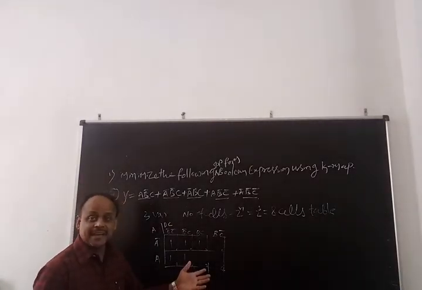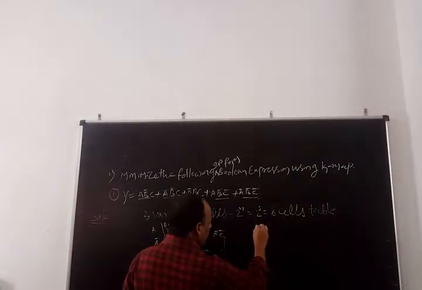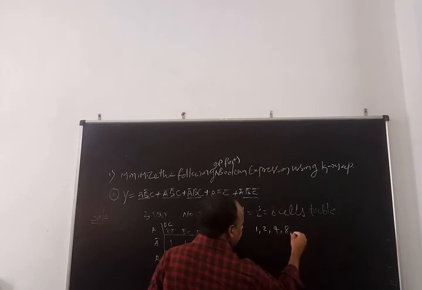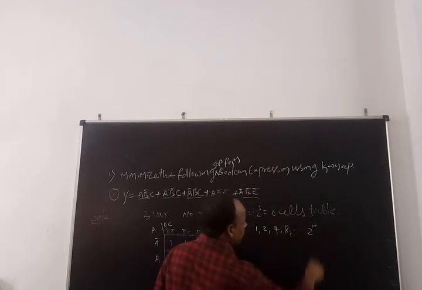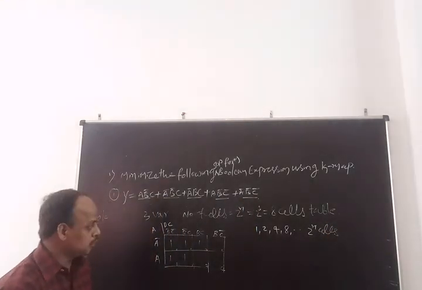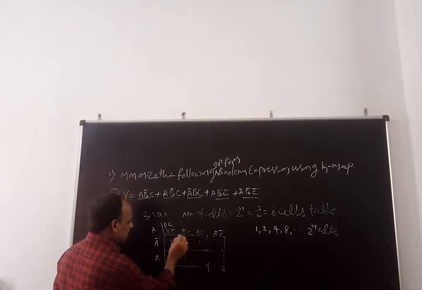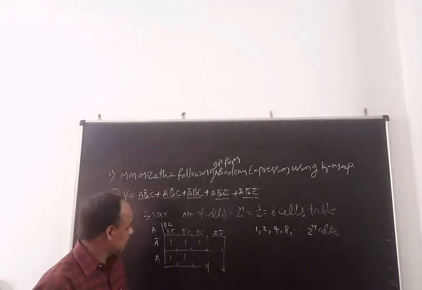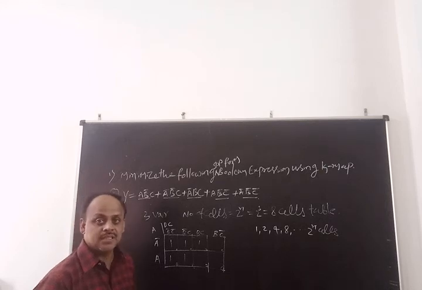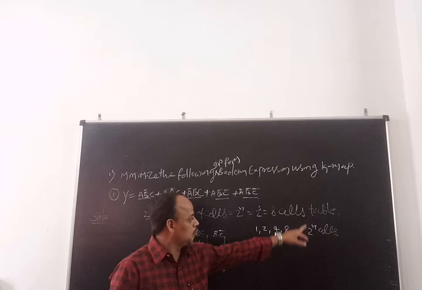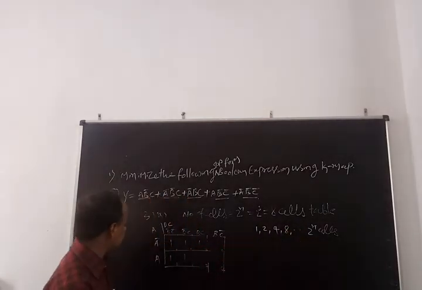We have to make a group of 1s, 2s, 4, 8, so on, 2 power n cells group we have to do. Here 3 ones are there, group is not allowed, because while grouping we have to make adjacent ones of single one or 2, 4, 8, 1, 2, 4 n cells.